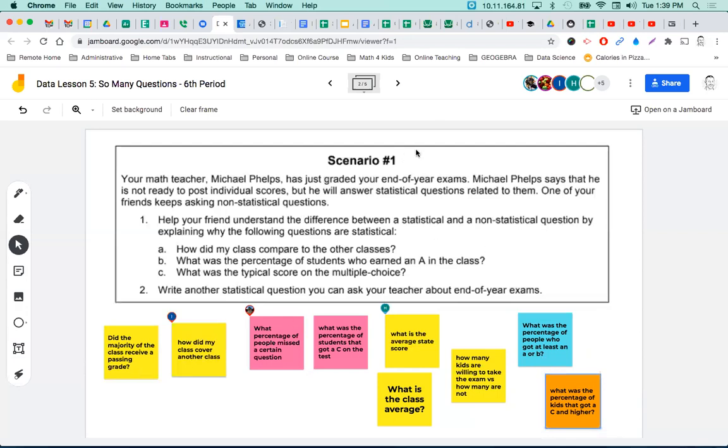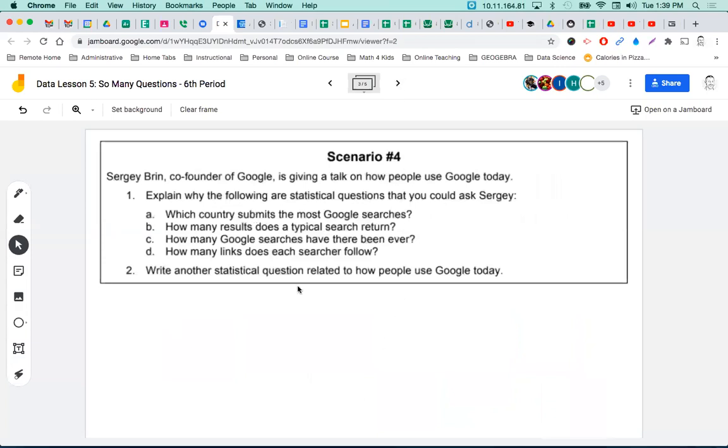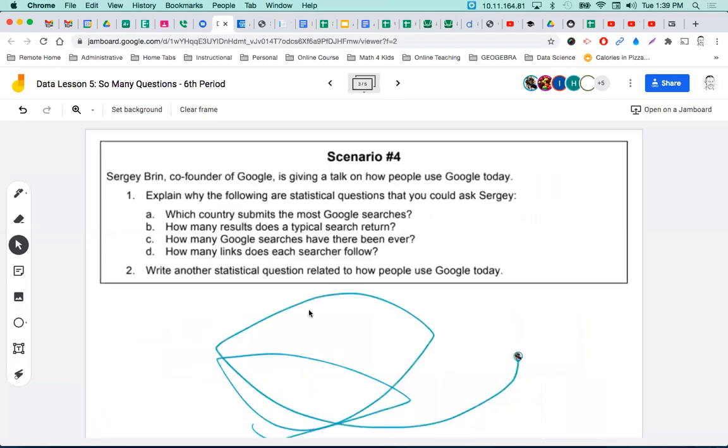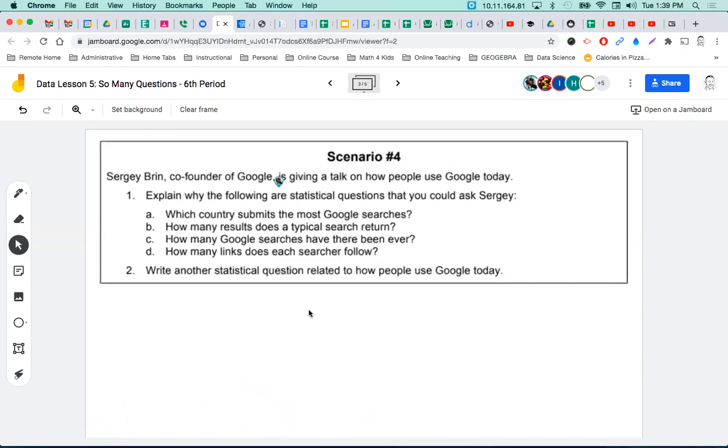All right, we're going to move on to the next slide, which is another scenario. It's scenario number 4, and this one's a little bit different. It says Sergey Brin, co-founder of Google, is giving a talk on how people use Google today. Explain why the following are statistical questions that you could ask Sergey.